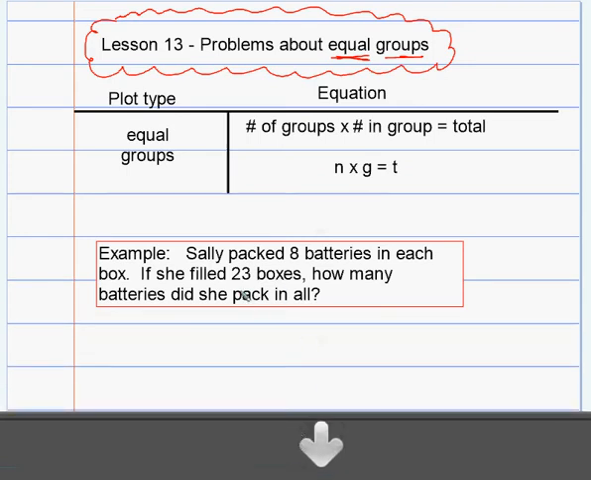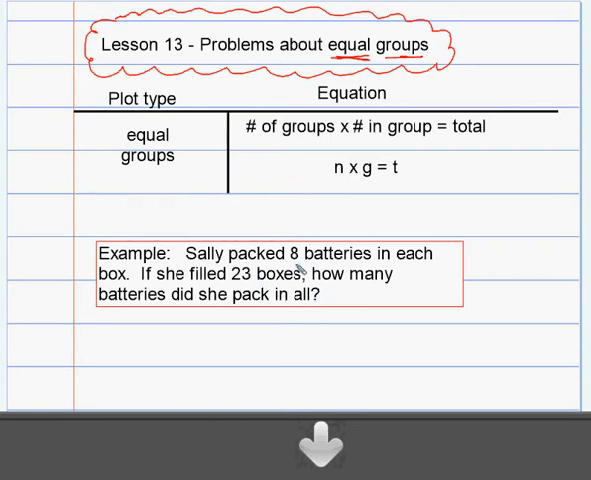So here's an example, and I'd like you to write this in your notebooks, please. Sally packed 8 batteries in each box. If she filled 23 boxes, how many batteries did she pack in all? Okay, so this is an equal groups problem. If you'd like to try to figure it out on your own, you may pause the video and resume when you're ready. Otherwise, I'm going to work it out right now.